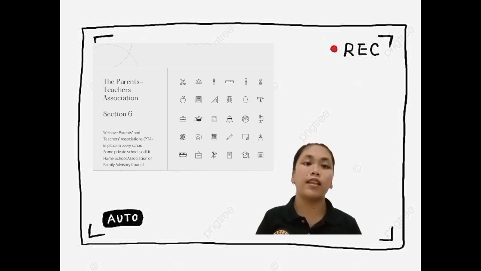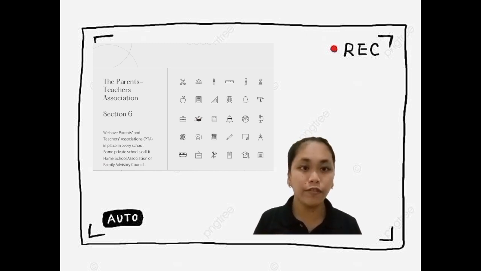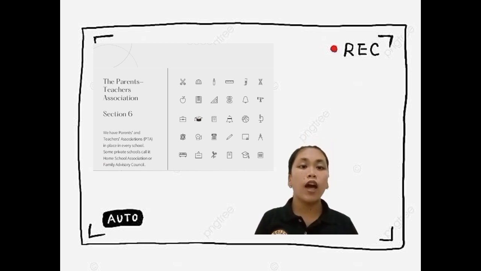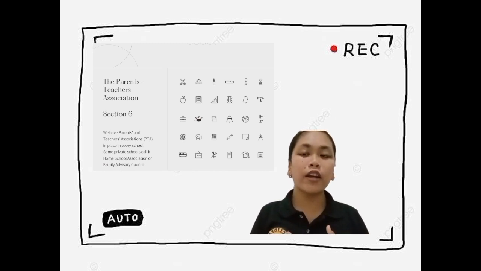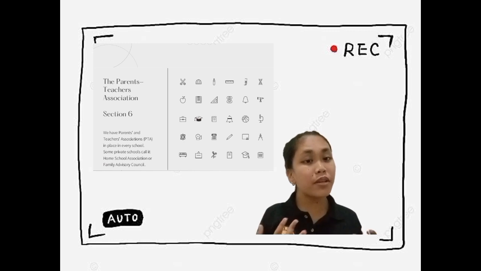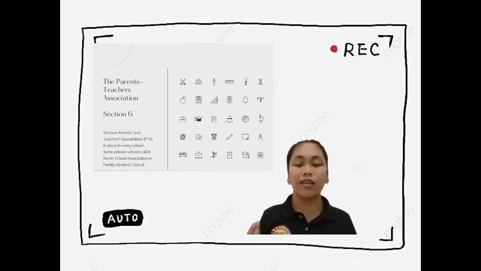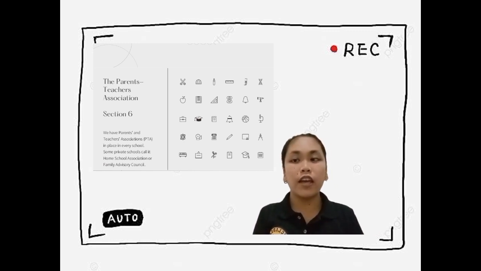So as I said in Section 5, we have to inform our community also. That is why we have a Parents Teachers Association. Community is also our stakeholders. That is why our parents, also the parents of our children, are also stakeholders. That's why we have a PTA.